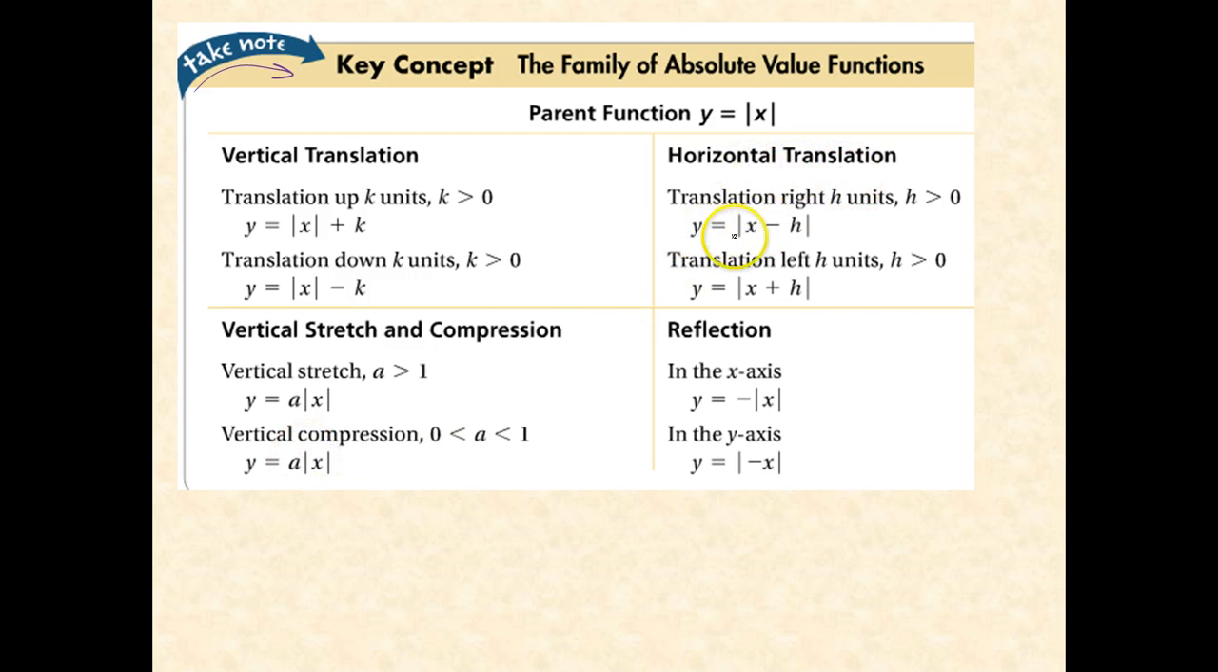Horizontal translation. Remember, this is the one where the sign is a little tricky. X minus h goes to the right, and x plus h goes to the left. Right, left. And then if you flip it in the x-axis, you're changing the sign of the output. If you're flipping in the y-axis, then you change the sign of the input.